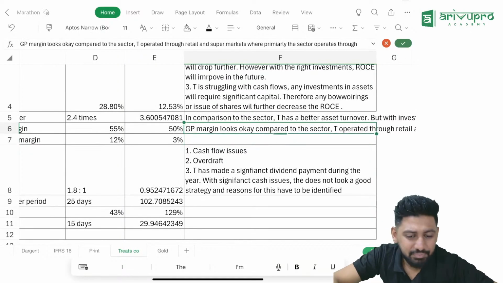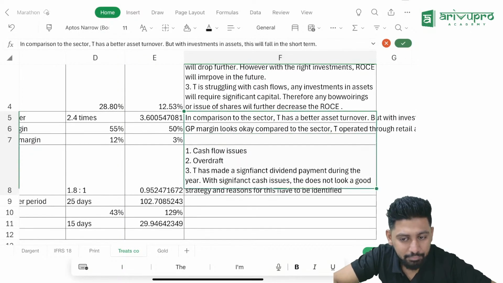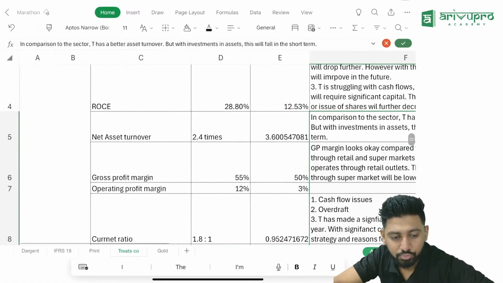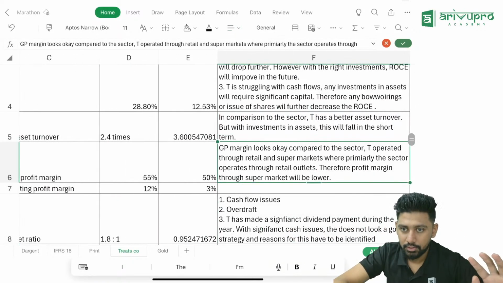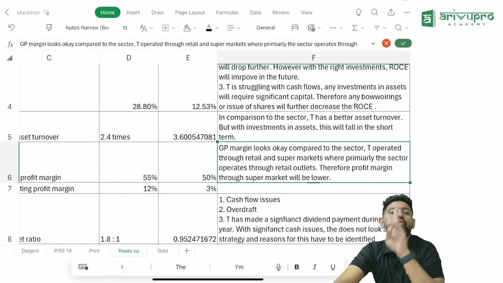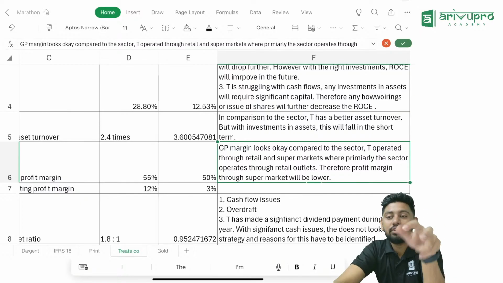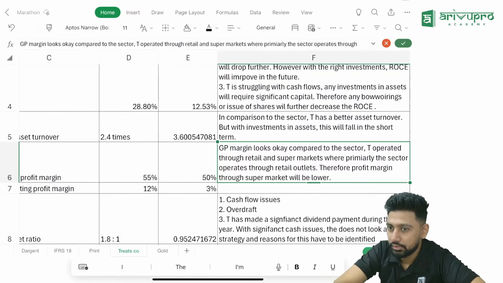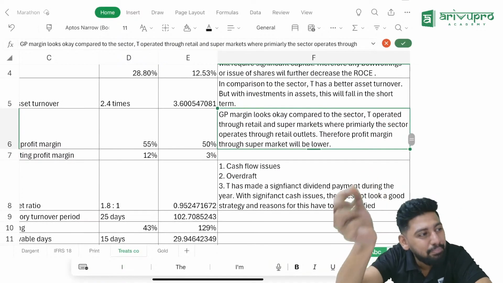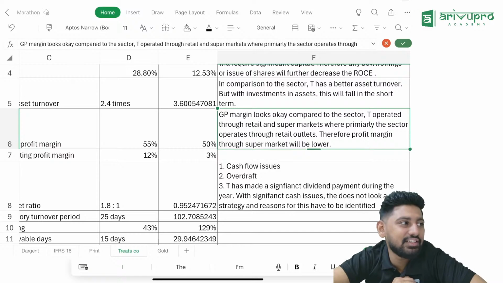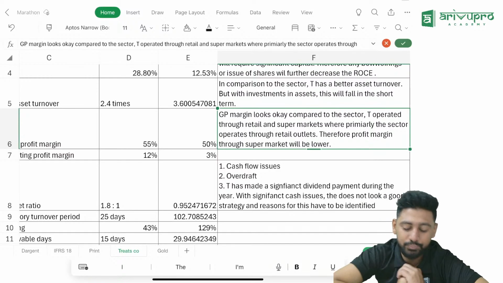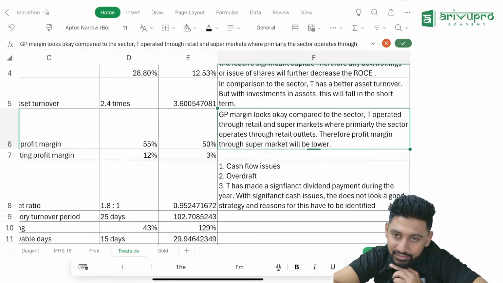So what is my point? What am I trying to establish here? I'm trying to establish that my gross profit margin is lower. The reason for it to be lower is because I operate in two ways. I have two ways of doing my sales mix, whereas my sector is primarily dominated through retail outlets. So that explains why my GP margin is low. Are we clear? Yes or no?